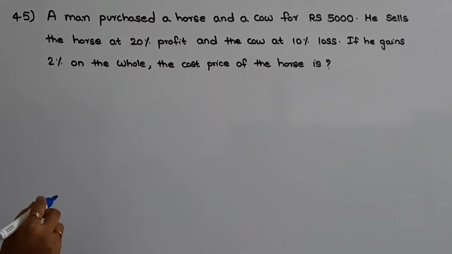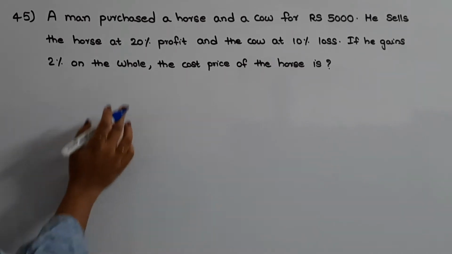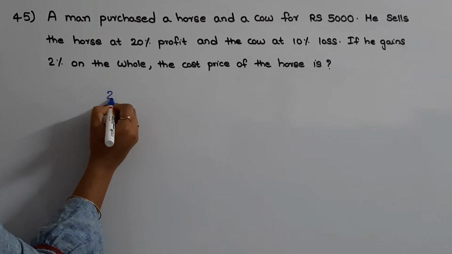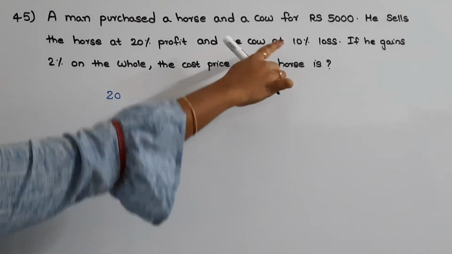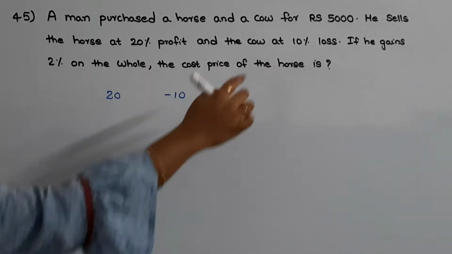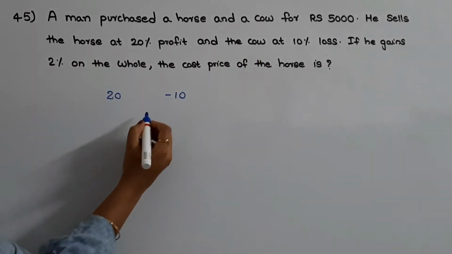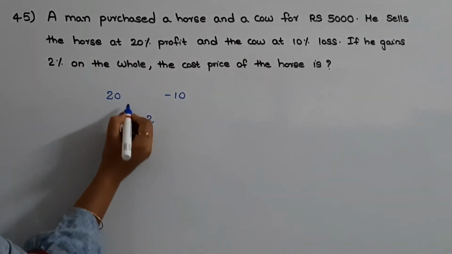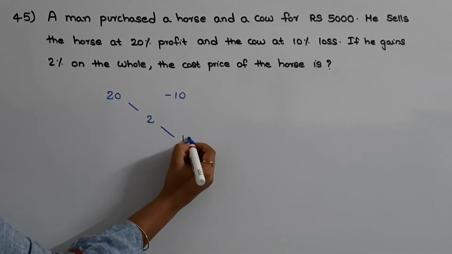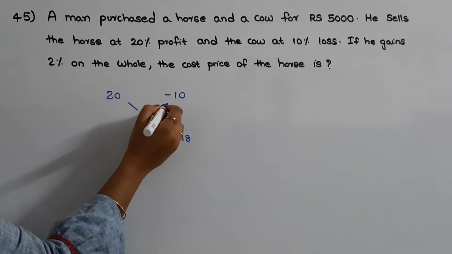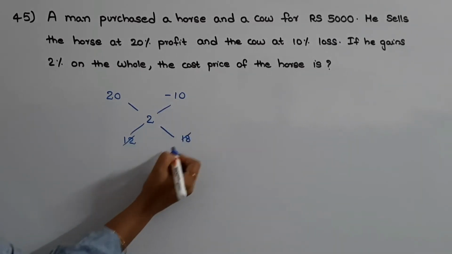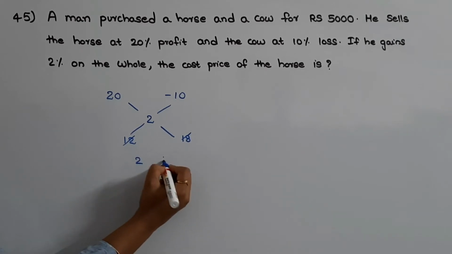So this question also we need to do by alligation. So first let us write down the profit percentage, that is 20. The loss percentage is 10, so we need to write it as minus 10. And on the whole he gains 2%, that we need to write here. Now let us take the difference diagonally. So 20 minus 2 is 18, 2 minus of minus 10 is 12. Now let us take the ratio. So the ratio will be 2:3.